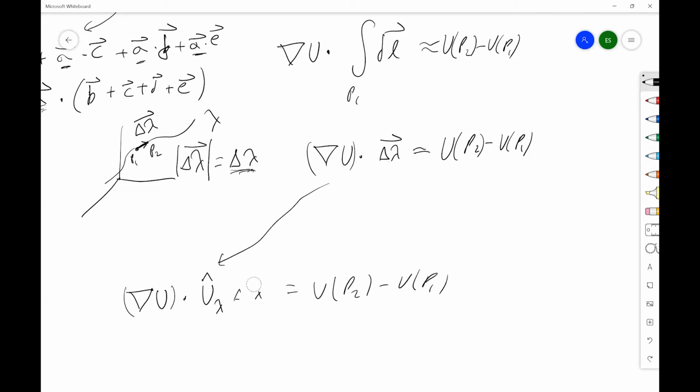I can take delta lambda out, right? What does this look like? This looks like a derivative. In fact, this looks like a directional derivative. Although the function u is three-dimensional, it looks like we've constrained u to a path. We're only looking at how u changes along that path.